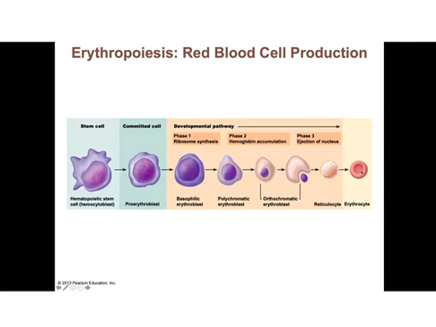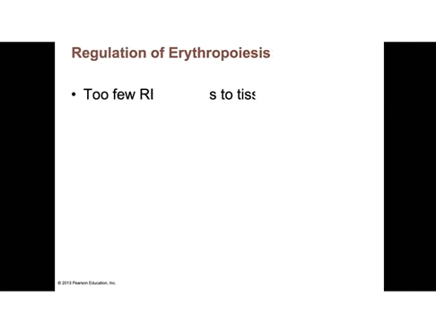So your reticulocyte count in your blood is an indication of your rate of hematopoiesis. The more reticulocytes you have, the higher your rate of hematopoiesis, okay? How do we regulate this?